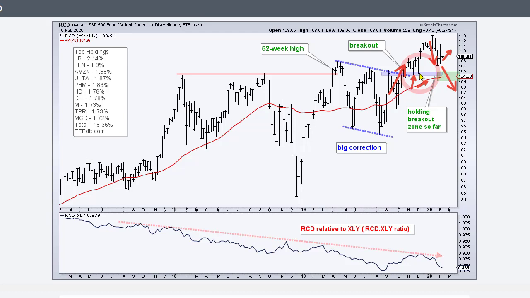I'm really not concerned with relative weakness because you can see RCD's been underperforming XLY for a long time. And that's because, of course, of the exceptional strength we saw in XLY, which is led by Amazon. But as far as RCD, 104 is my line in the sand. I think it's in bull mode. That's positive for the broader stock market. And until we get a close below 104, I will treat it as a bullish chart.